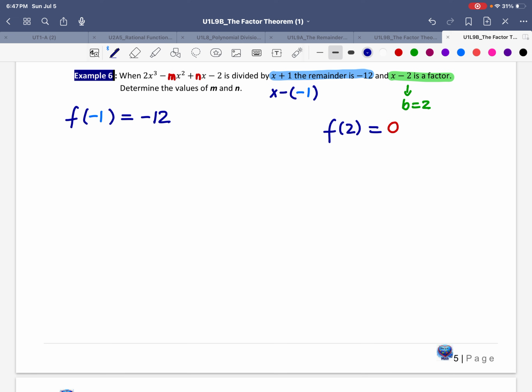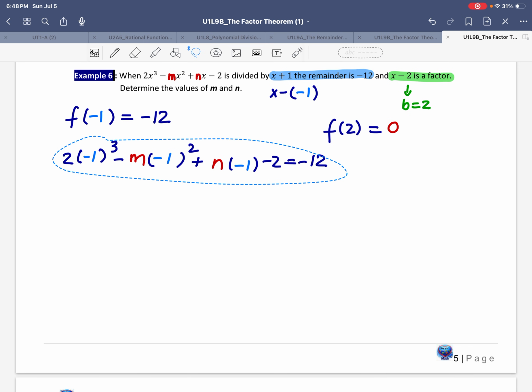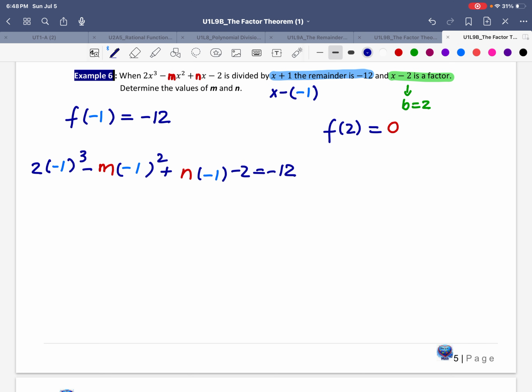So we have 2 times negative 1 to the power of 3 minus m times negative 1 to the power of 2. And then plus n times negative 1. And then minus 2 equals negative 12. Let's simplify. So we have negative 2. Negative 1 squared is 1 minus m. These two will make a negative n. Minus 2 equals negative 12.